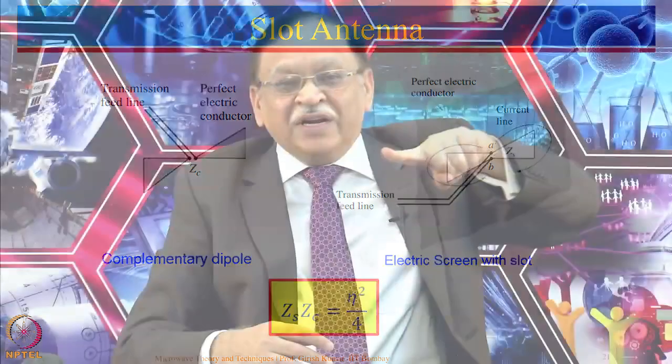We know that for a dipole antenna, this is the magnetic field, but for a slot antenna, it will be the electric field. E and H fields are related to each other by a factor of eta, which is equal to 120 pi in free space. So we know that E by H is equal to 120 pi, which is equal to 377 ohm.